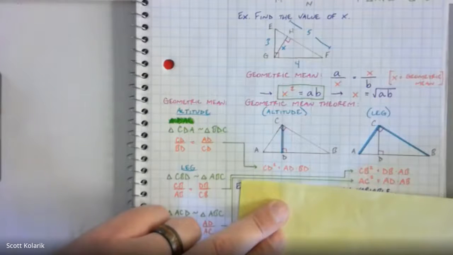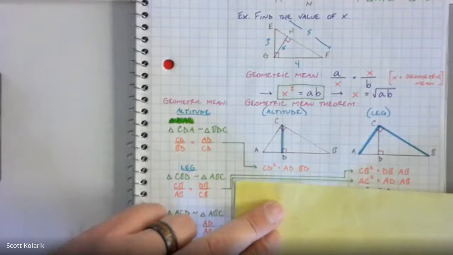What's the geometric mean between 9 and 15? Well, first thing I would do is multiply 9 and 15 together, and then I would take the square root of that. So 9 times 15 gives me 135. And whatever the square root of 135 is, that's the geometric mean of 9 and 15.